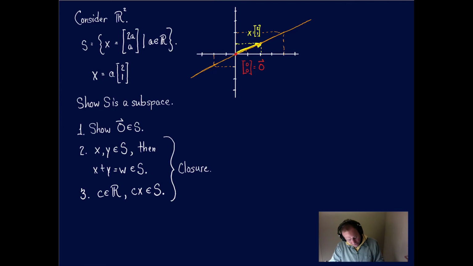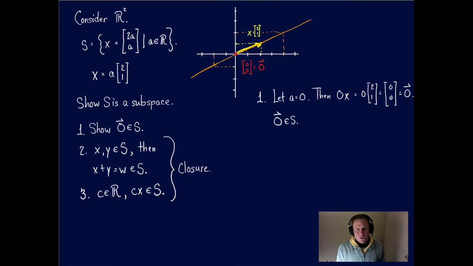How would we show that? Number one, we let a equal 0, then 0 times the vector x. Well, that's just going to be 0 times 2, 1. And that's just going to be the vector 0, 0, which is the 0 vector. So we can say that the 0 vector is in S. Okay, that's how we satisfy the first condition.